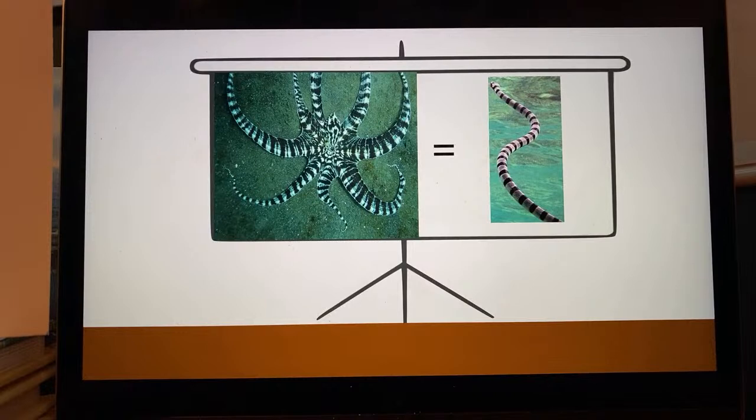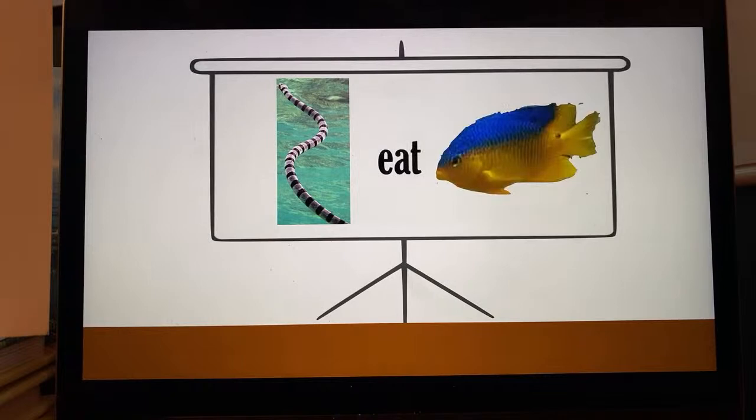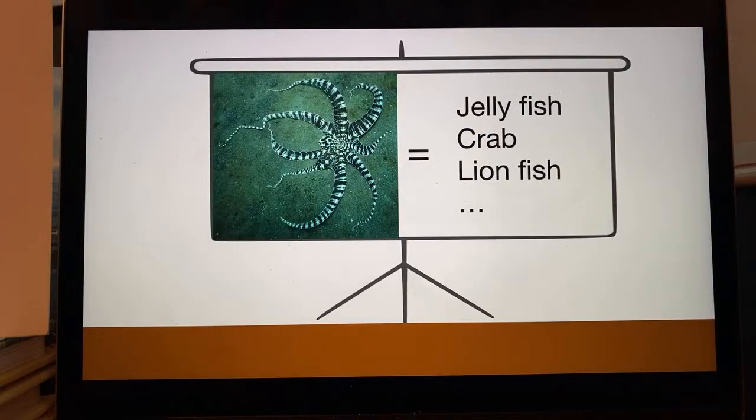Can you imagine how similar that would be? Why does it do that? Well, it's because sea snakes eat damselfish, so it scares them away. Pretty good, eh? And it can do loads of impressions, apparently, the mimic octopus. It can do jellyfish, crabs, lionfish, quite often, apparently, as it's crawling along the seafloor.